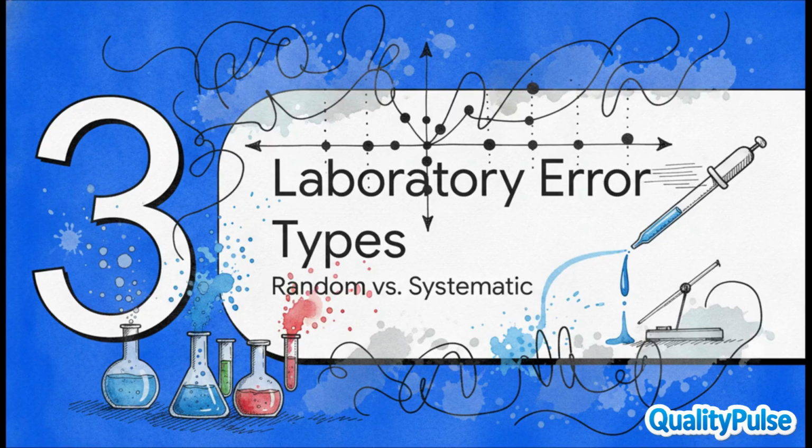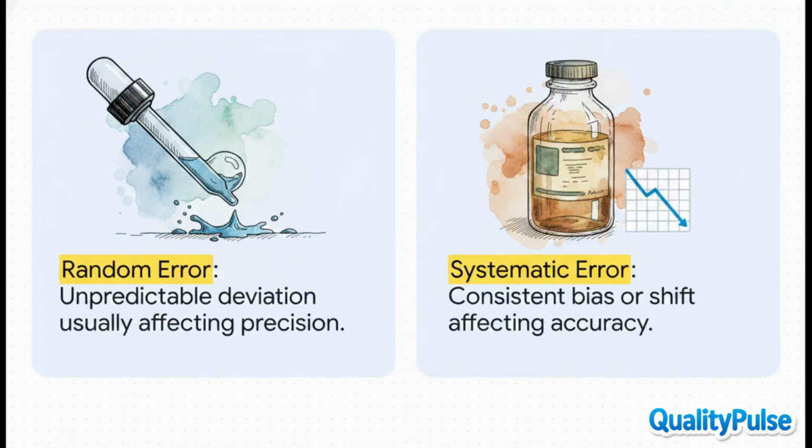Let's move to Section 3, Types of Laboratory Error. It's absolutely crucial that we learn to distinguish between random error and systematic error. Random error is, well, exactly what it sounds like, an unpredictable deviation. It usually affects test precision. A lot of the time, it's just an expected statistical fluke, something like a tiny bubble in a pipette.